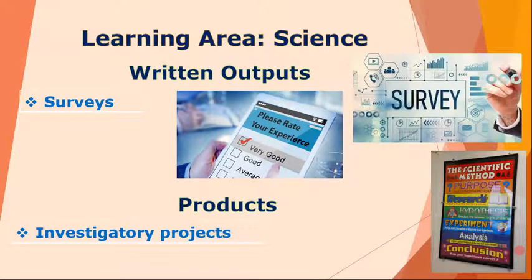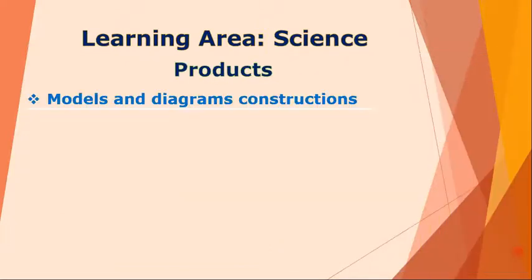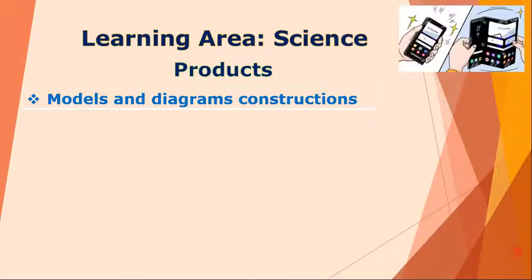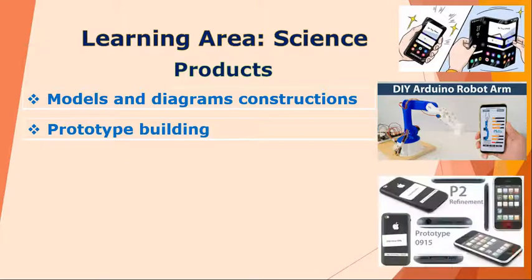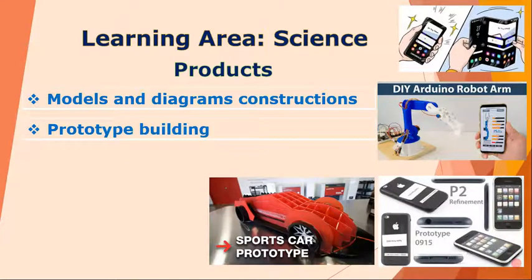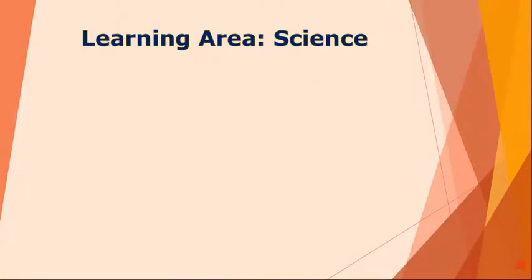What composes investigatory projects? So methods with a purpose. It's in the form of a research. You formulate hypothesis, you do experiment, or learners do analysis and interpretation, and finally conclusion. Models and diagram constructions. We have the model of a cell phone. We have a cell phone and also the prototype building, research papers.